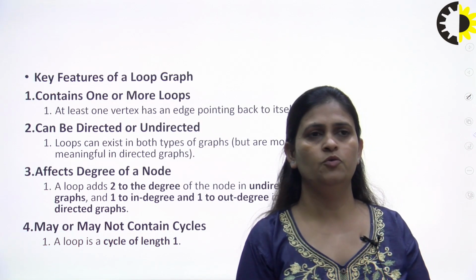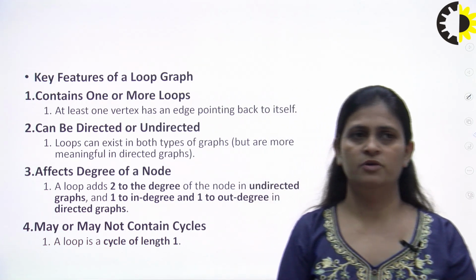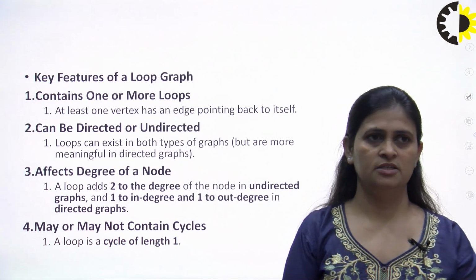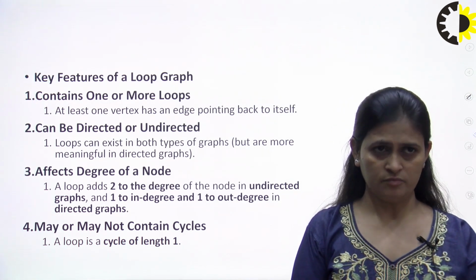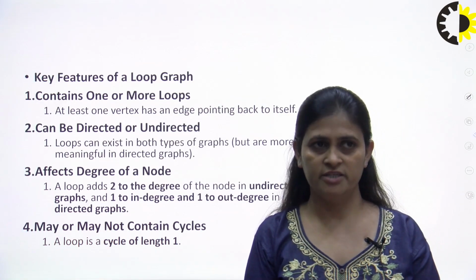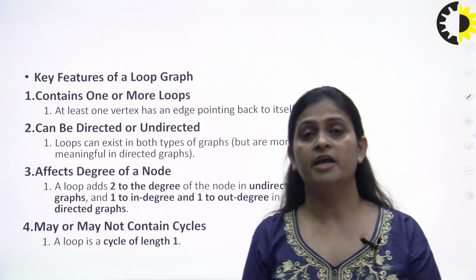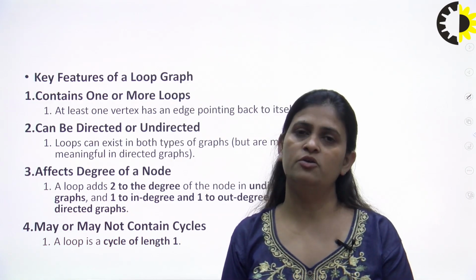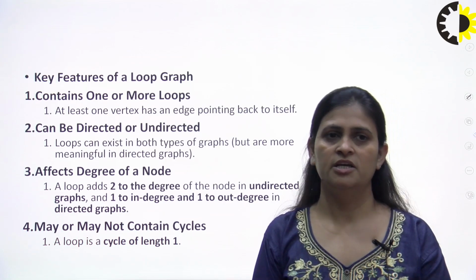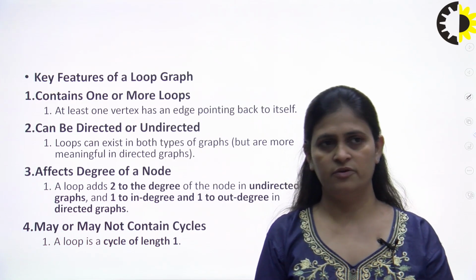Key features of a loop graph. First, it contains one or more loops: at least one vertex has an edge pointing back to itself. Second, it can be directed or undirected. Directed or undirected means loops can exist in both types of graph.